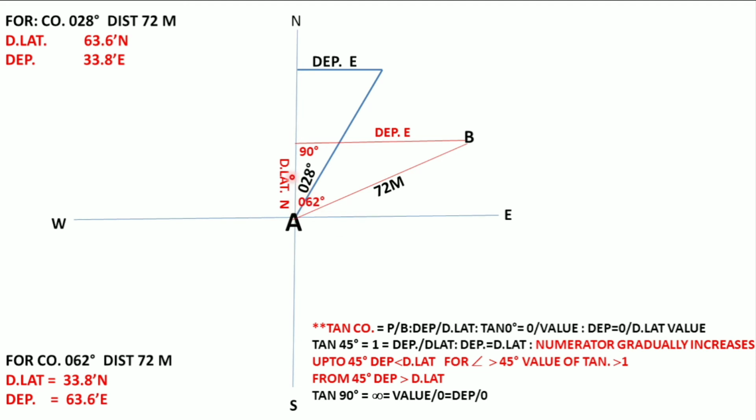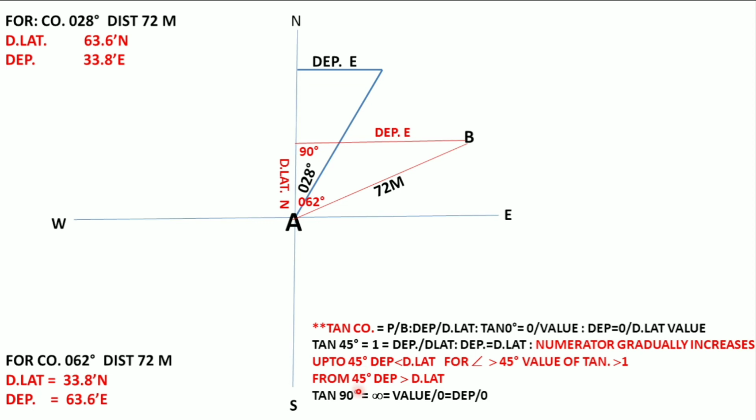So if you see here, if you're going on this course here, 0, 0, 0 or 180, so whatever distance a ship is traveling, that's only D.LAT. There is no departure. And once you talk about angle 45 degrees, tan of 45 degrees is 1. If you look at the formula here, departure by D.LAT is equal to 1. So that means they both will become equal. So at angle 45, departure and D.LAT is the same. Equal.